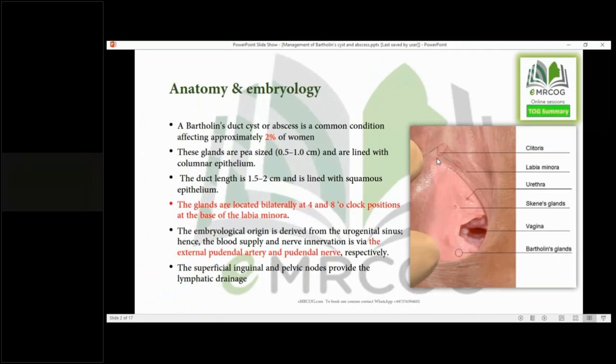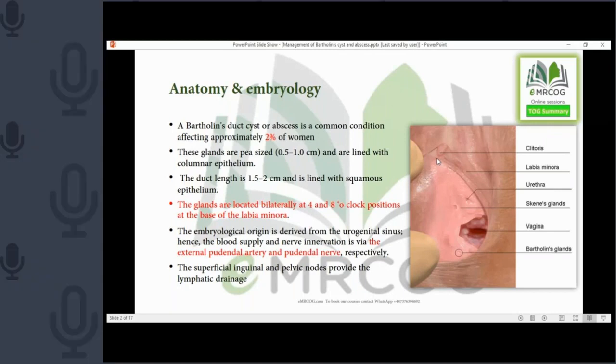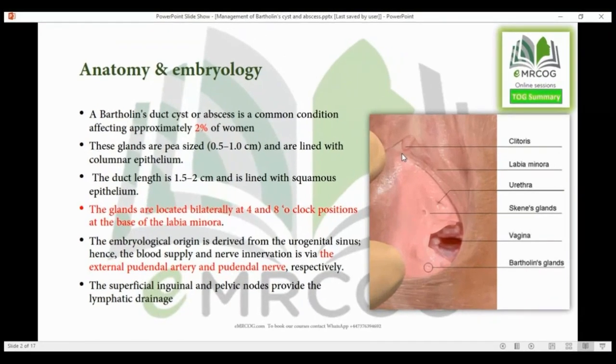Very quickly, just to remind you, where is the Bartholin gland? The Bartholin gland is located at the 4 and 8 o'clock positions at the base of the labia minora, and it has a duct, and this duct opens in the vagina. The main function of this gland is to lubricate the vagina, not only during sexual intercourse, but for the natural lubrication of the vagina, which, by the way, has an immunological function. As you can see here in the picture, this is where the Bartholin gland is and the duct is going to be here, and it will open in the posterior aspect of the vagina.